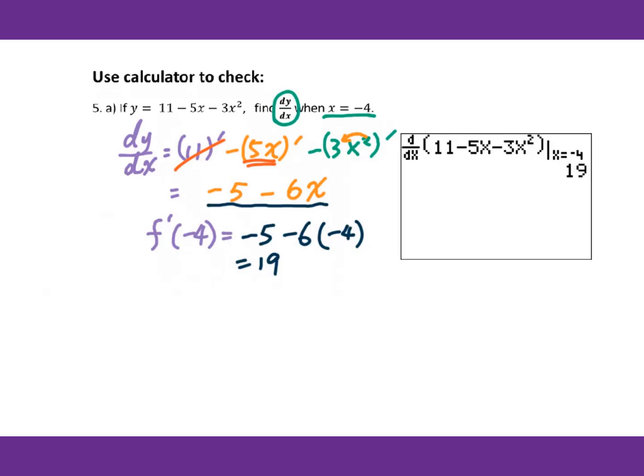If you use a graphing calculator, go to Math 8. Then put the function into this d by dx. Make sure the x equals negative 4. You will get 19.